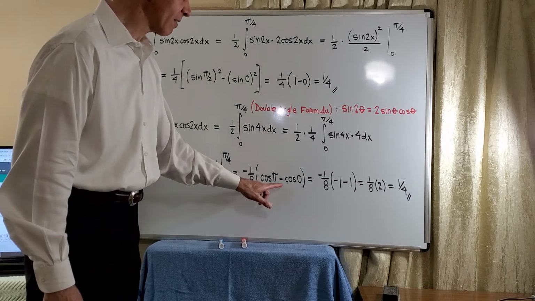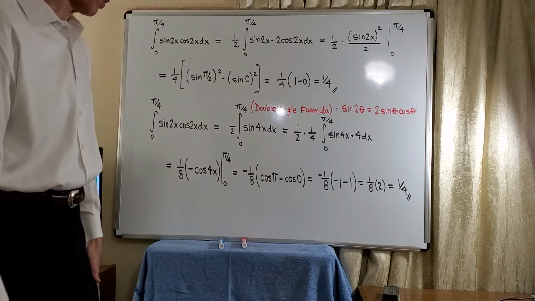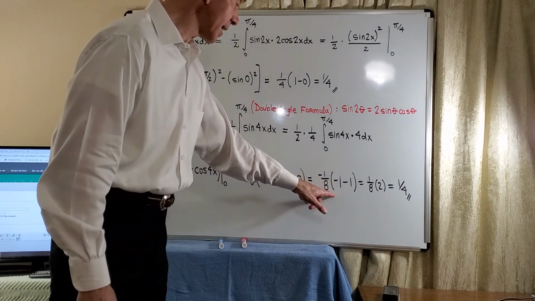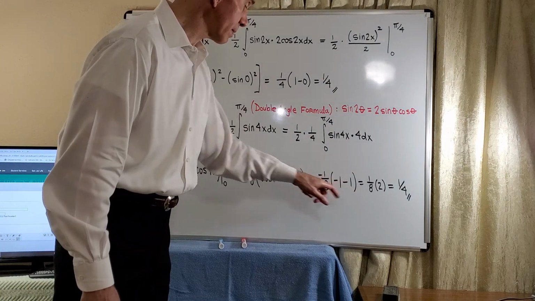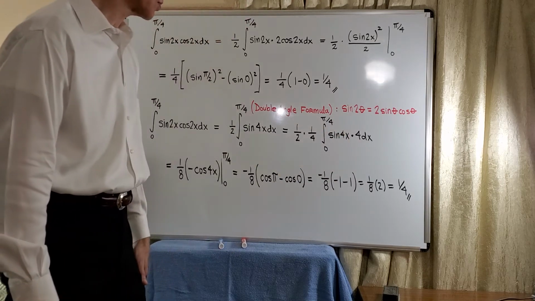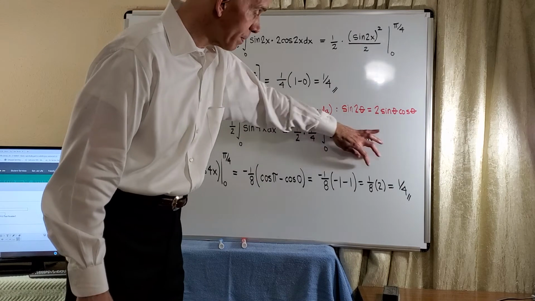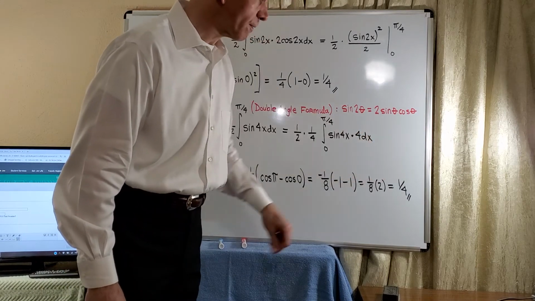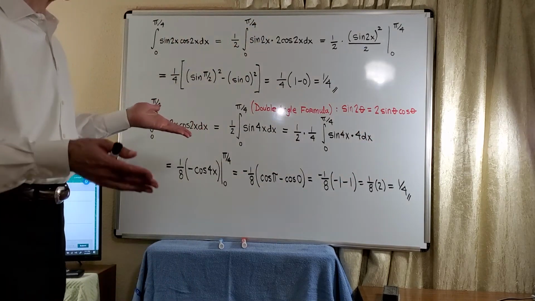So we have cosine of pi minus cosine of 0. So cosine of pi is -1, cosine of 0 is 1. From the fundamental theorem, we have -1 minus 1, that's -2. So the negatives absorb, we have 1/8 times 2, which is 1/4. So of course we get the same answer.